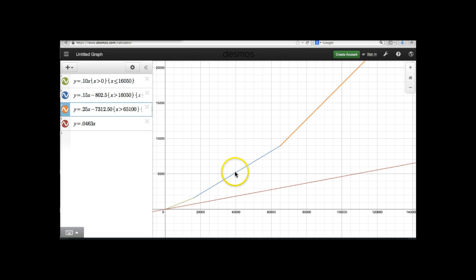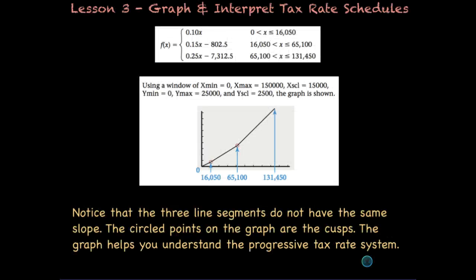Graphing is a good way to visualize how the graduated tax structure works, and it's a good way to compare different taxes. Going back to our lesson, let's notice where the line changes slope. These circled places are where the line changes slope, and those are called the cusps. If you look at our domain, these cusps are the end numbers of our domain. So that can help you identify where the line changes.